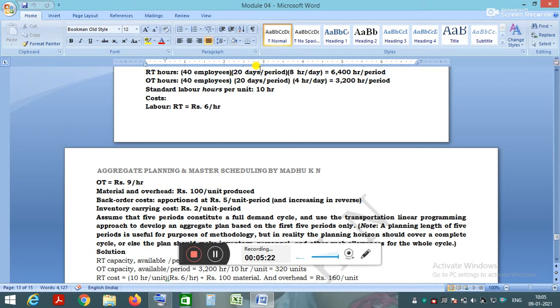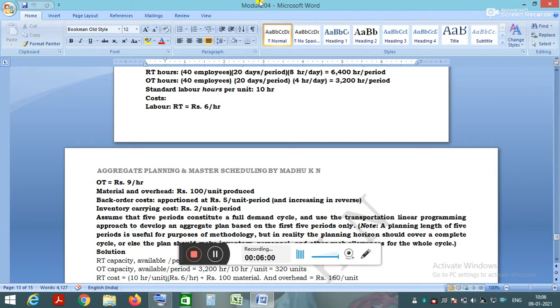To produce one calculator, it requires 100 rupees for materials. The materials and overhead cost for one calculator is around 100 rupees, and the back order cost is 5 rupees, meaning the extra charge incurred for one calculator, and it increases in the reverse order.